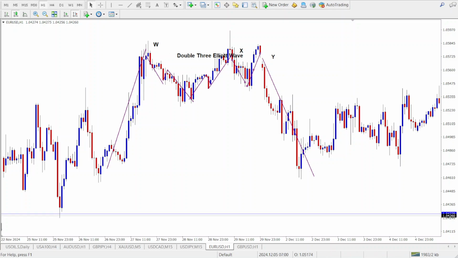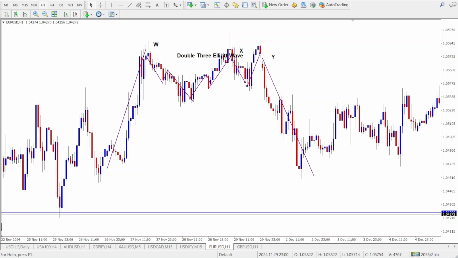Okay. So how do we spot this pattern in our charts? Well, the key is to look for two corrective phases that alternate in the way I described earlier. All right. First, you'll notice the W wave, which will typically look like a sharp retracement or a zigzag formation, followed by the X wave, which is often a smaller sideways correction or a shadow pullback. Then after that, you'll see the Y wave, which is the final corrective move.